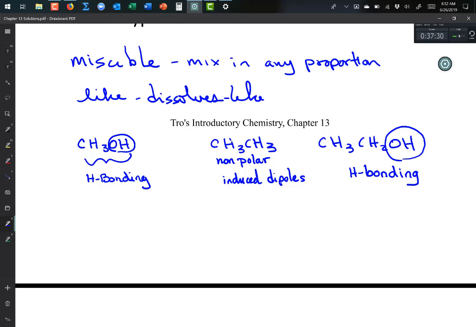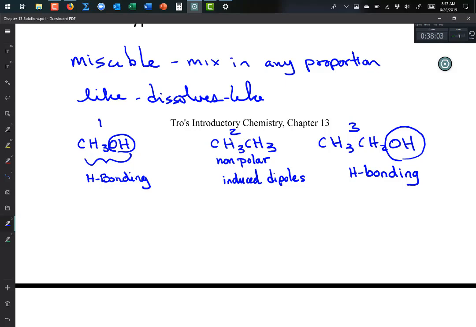So this one has as its major component hydrogen bonding. So then I'll ask you a question. When I say like dissolves like, that means substances with molecules with similar intermolecular forces will tend to make solutions. Which combination will make solutions? Let's number them. Let's call this number one, number two, number three.